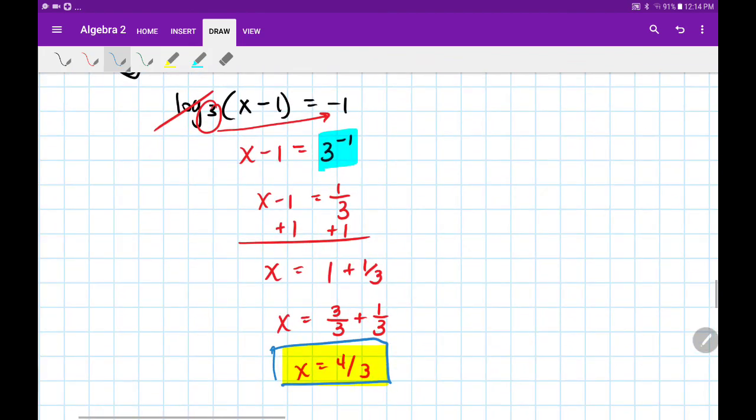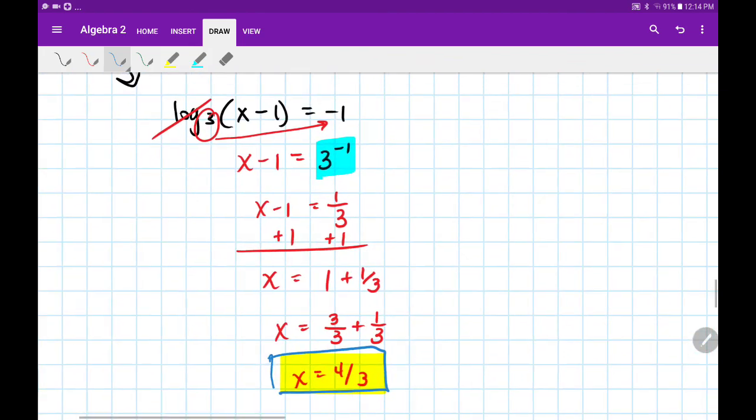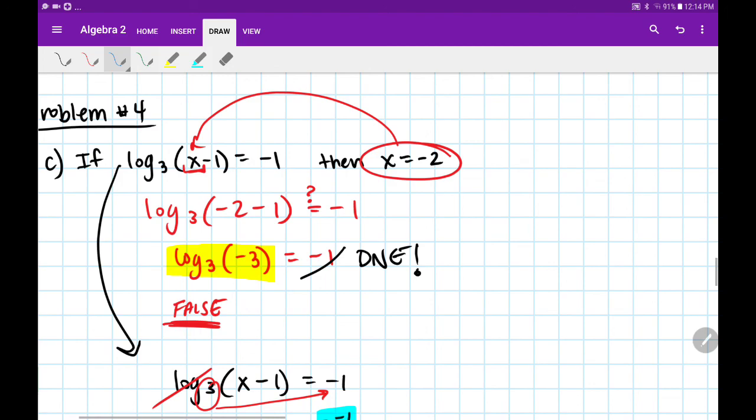And I solved that by solving the equation. But again, you could have gotten the answer false faster just by plugging it in and realizing that you cannot take log of a negative number.